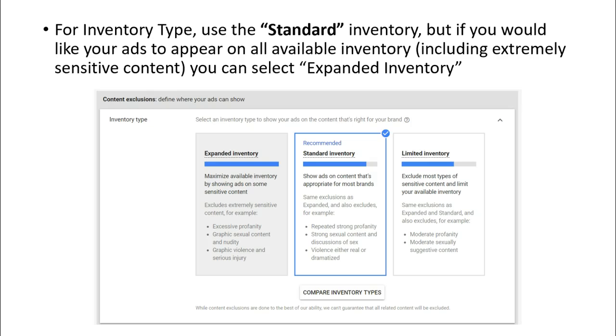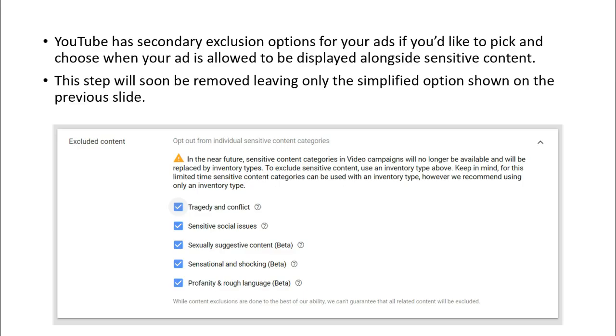So for the inventory type, I do recommend that you use the standard, but if you want to appear on all inventory, including all of that sensitive stuff, you would choose the expanded inventory. Personally, I just use the standard inventory type there. And then they have some secondary kind of exclusion options for you if you want to get down even more granular, anything that's talking about tragedy or conflict or sensitive or social issues.